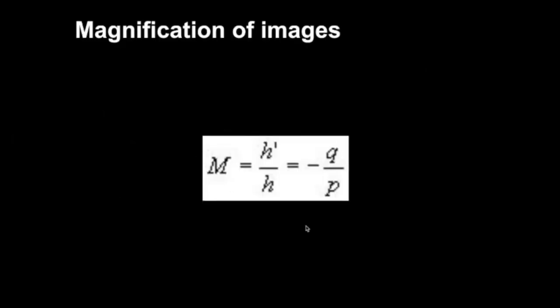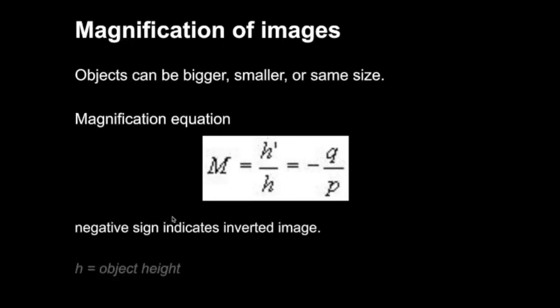Now, images can be changed in size, so we say that they're magnified. This is our equation for magnification, negative Q over P. H prime is the height of the image that forms. H is the actual height of the object. So if something has an image that's 3 times the size of its actual height, then we would say it was magnified 3 times. If it's half the size, then we would say that it has a magnification of 0.5. If the magnification is negative, it means that our image has turned upside down and is real. All real images are inverted.